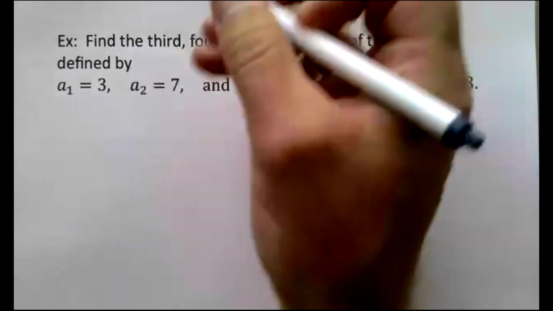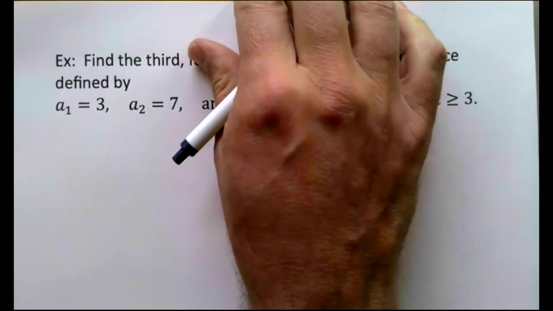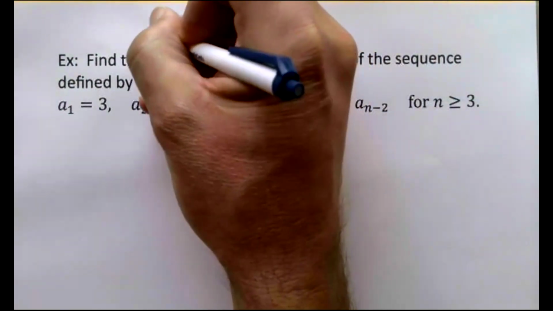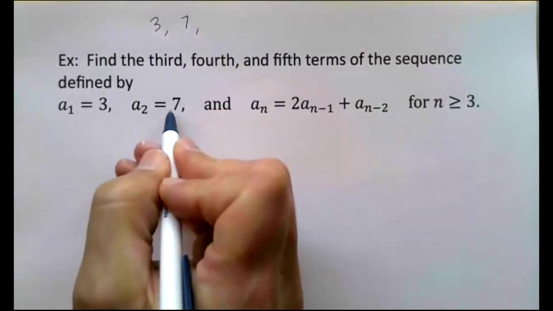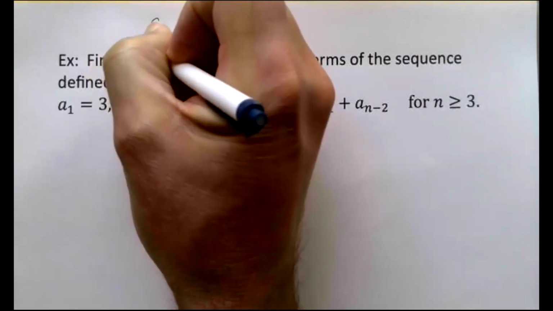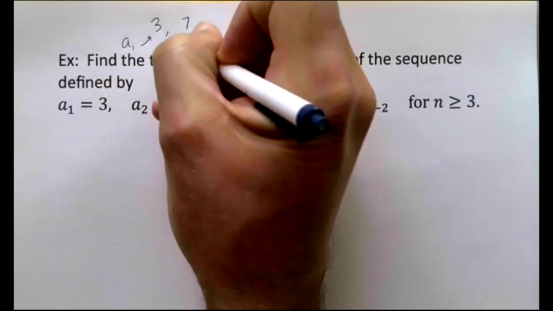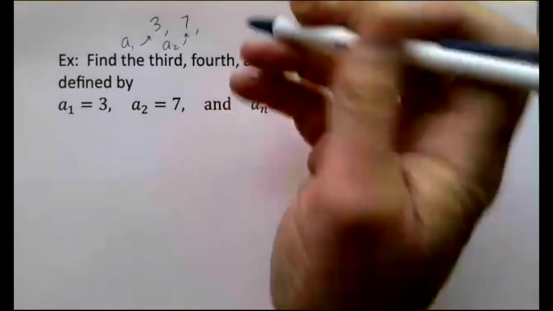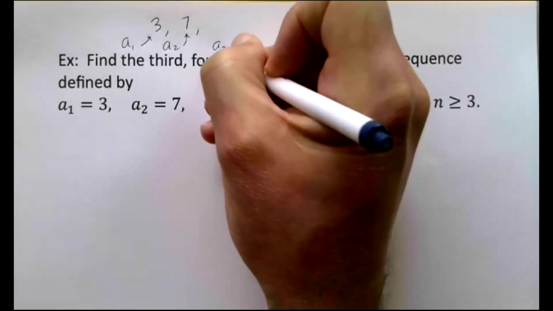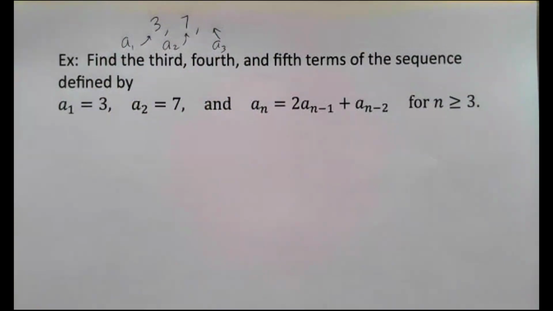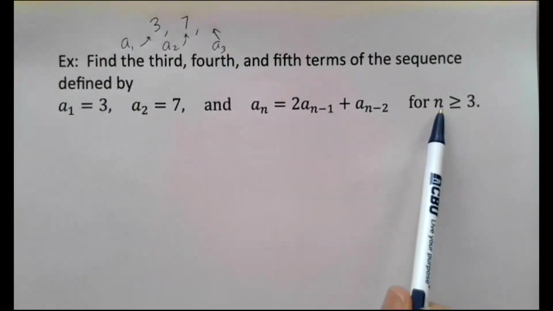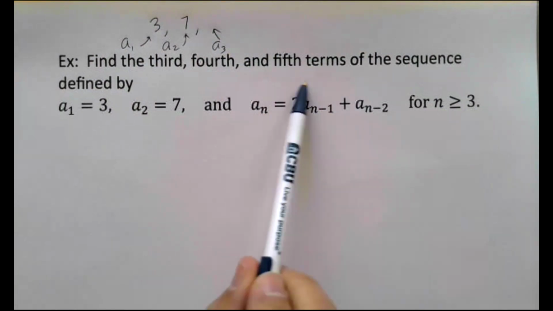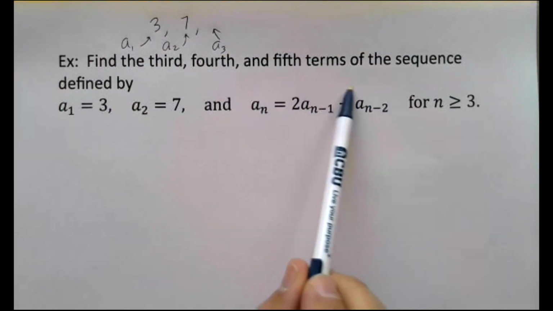Right? I mean, if I were to draw out this sequence, 3 would come first and 7 would come next because that's what it says, right? So my a sub 1, my a sub 2, right? What's going to be my a sub 3? What's going to come next? What's the third term of the sequence? I don't know, but it says when you're trying to find a term of the sequence, but your base is bigger or equal to 3, then we got to use this formula here.